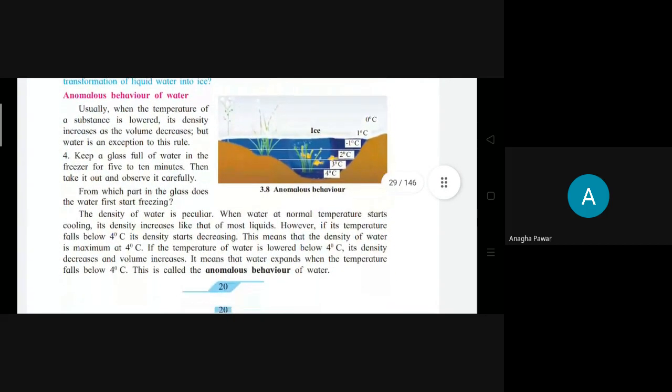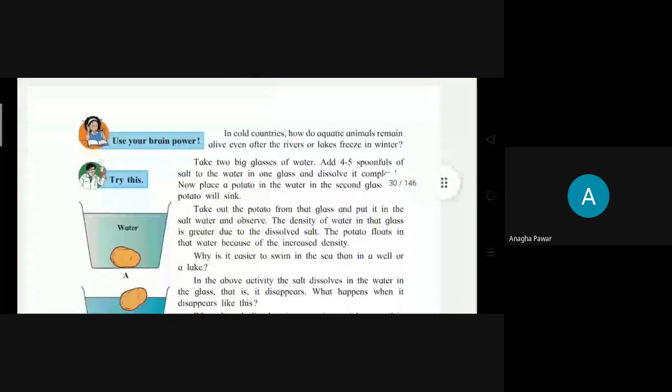Then we have learned about the anomalous behavior of water. What is the anomalous behavior of water? See, the density of water is peculiar. When water at normal temperature starts cooling, its density increases like that of most liquids. However, if its temperature falls below 4 degrees Celsius, its density starts decreasing. This means that the density of water is maximum at 4 degrees Celsius. If the temperature of water is lowered below 4 degrees Celsius, its density decreases and the volume increases. It means that water expands when the temperature falls below 4 degrees Celsius. This is called the anomalous behavior of water.